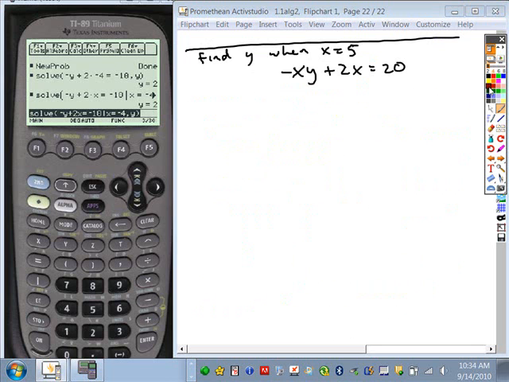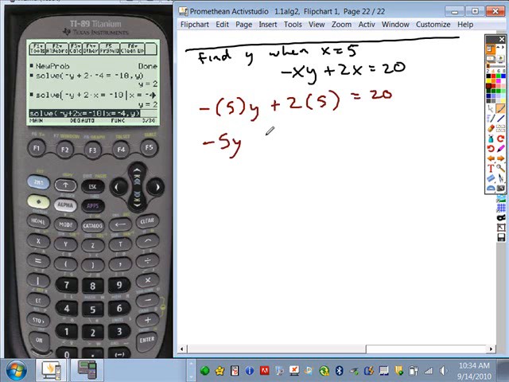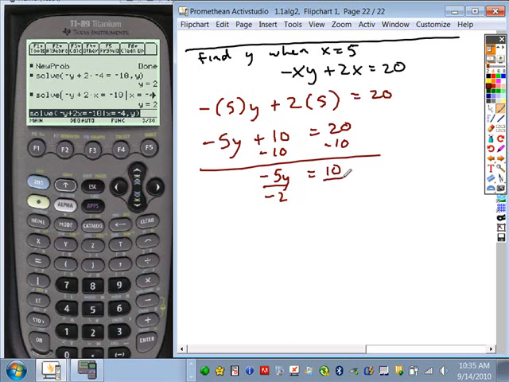All right, if we're going to solve this by hand, manually plug in your 5 for x, and then solve your equation. So we have a negative 5y plus 10 is equal to 20. Subtract a 10 from both sides. That gives you negative 5y is equal to 10. If we divide both sides by a negative 5, we get y is equal to negative 2. So here would be the manual way to solve this.